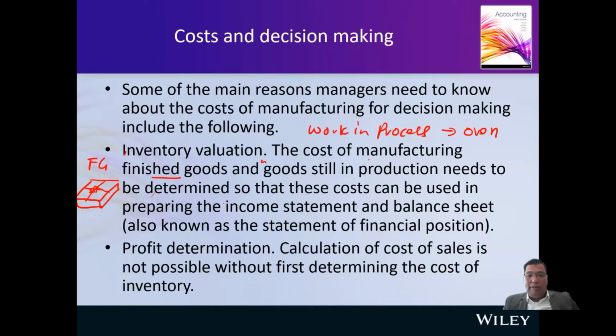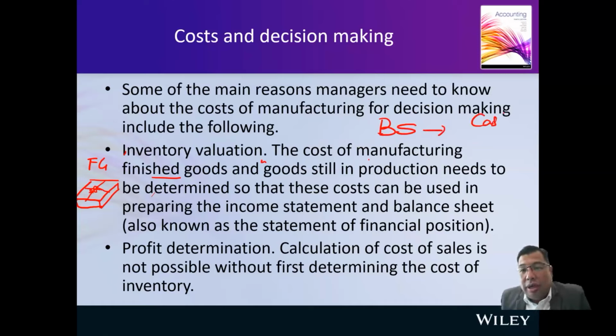The finished goods and work in process need to be determined so that these costs can be used in preparing the income statement and balance sheet, also known as the statement of financial position. You want to know the cost because you're going to put that item in your balance sheet. In your balance sheet, you have cash, accounts receivable, and one item there, inventory. It can be inventory of finished goods, inventory of work in progress, and another one is raw materials. So you need to determine the cost of inventory, otherwise you won't know your total current assets and total assets.